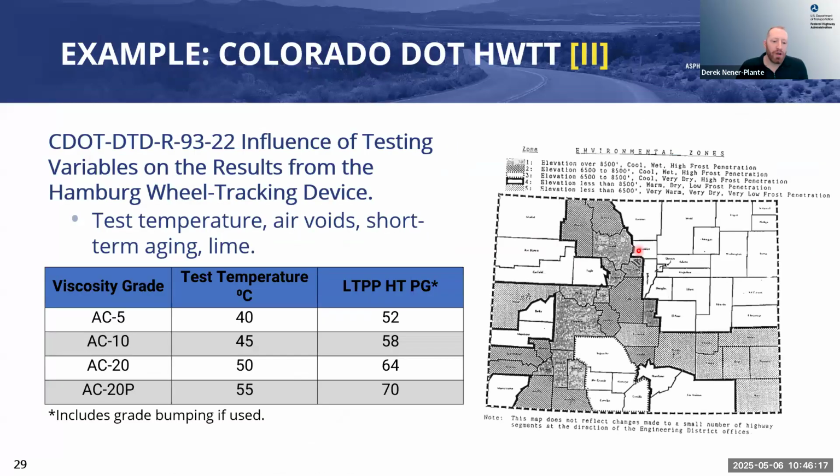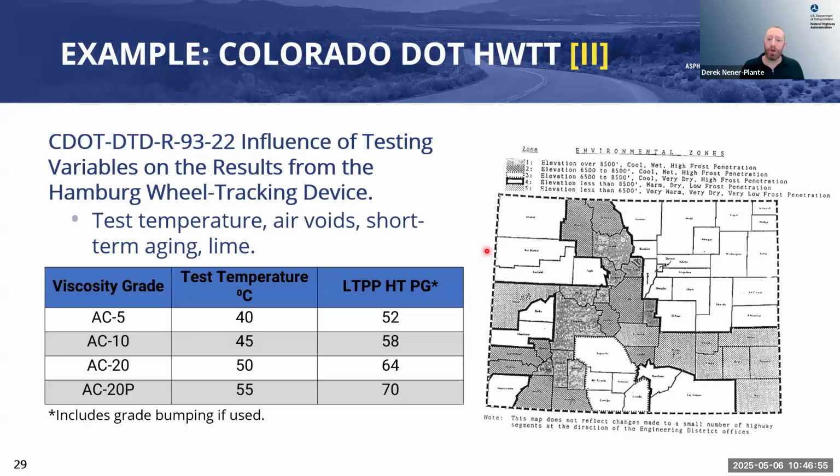I thought it was also good, knowing Mr. Aschenbrenner is on the webinar as well, to highlight some of the work that was done in Colorado with the Hamburg wheel tracker. As Tim alluded to, Colorado is an excellent example of a state that has vastly different climatic conditions all within its borders. Maybe if you're the state of Connecticut you don't have this problem, but Colorado certainly does, where at the time they had viscosity graded binders. If you look at LTPP high temperature PG, they have a lot of different range in the binders that they use.